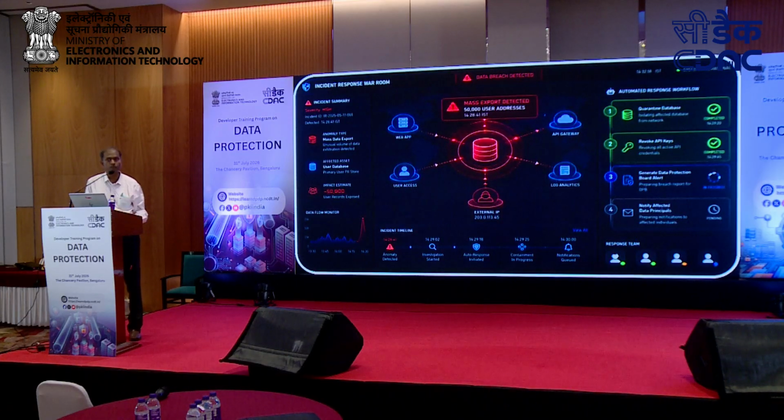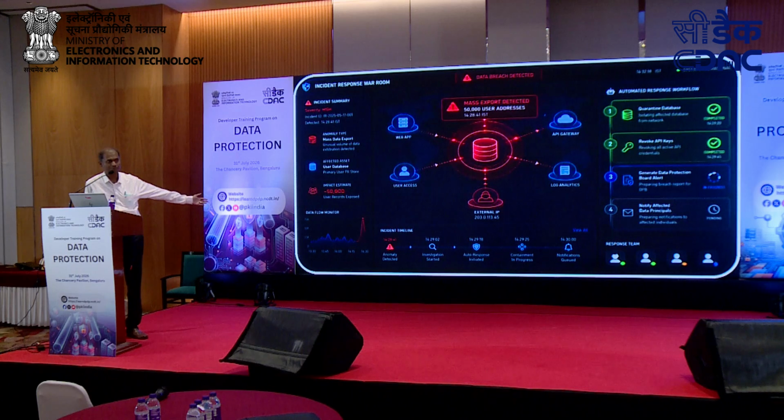The right-hand side shows automated workflows with playbooks which have to be defined: quarantine the database, revoke the API keys, generate a Data Protection Board alert, and notify the affected data principals. So this is a playbook that should be automatically played out. In the incident timeline, when an anomaly is detected, investigation should start, auto response should be initiated, containment should be done, and notification should be queued. A response team should also be created for managing that.